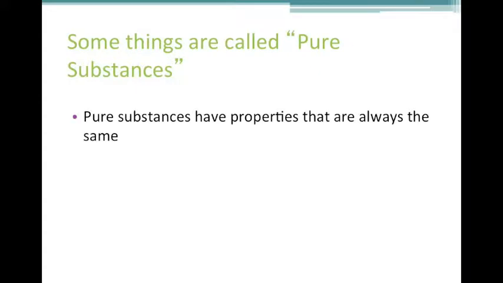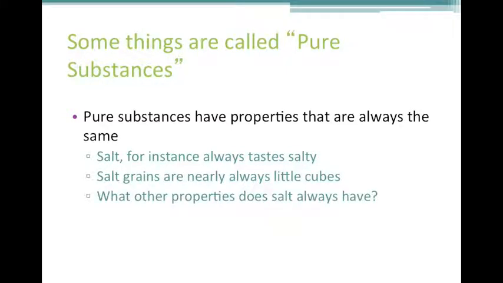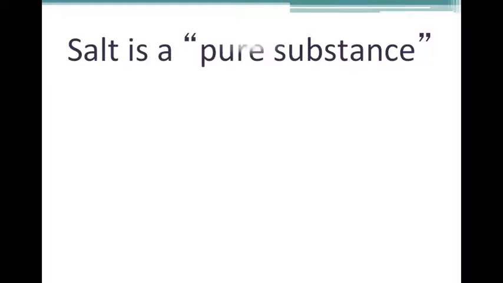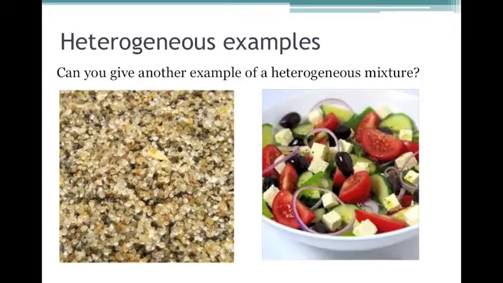We also have pure substances, or just substances. They have properties that are always the same. For instance, salt. Every time you taste salt, it tastes exactly the same. So in other words, a pure substance are things that have definite chemical makeup in a uniform composition.